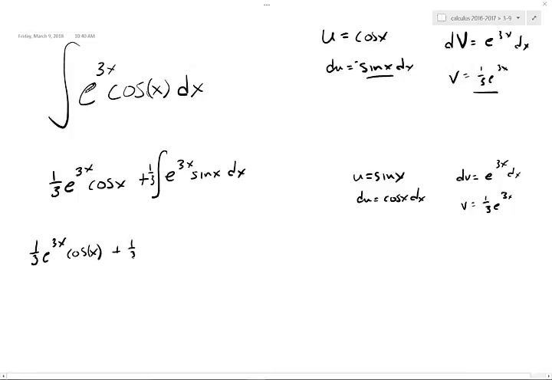Plus 1/3, parentheses. It's this guy times this guy. So I'm going to get a 1/3 e to the 3x sine x minus an integral of, it's this guy times this guy. So I'm going to pull a 1/3 out front. Wait, at the beginning, why'd you pull the 1/3 out?